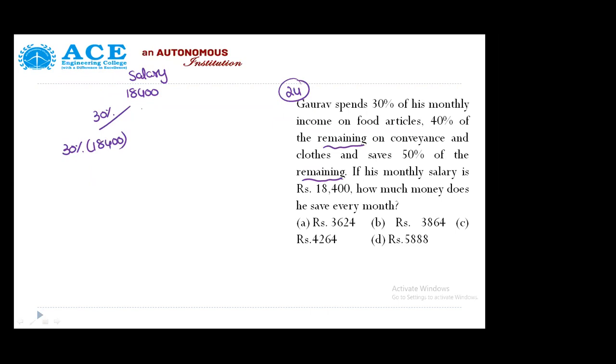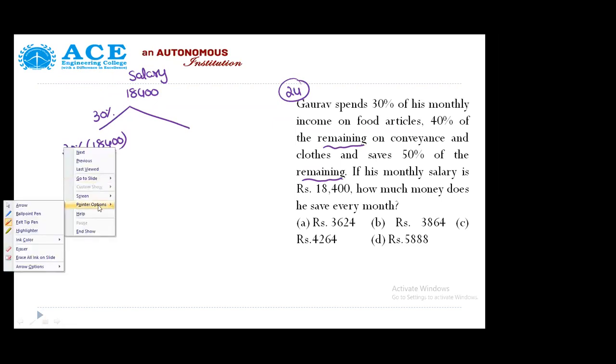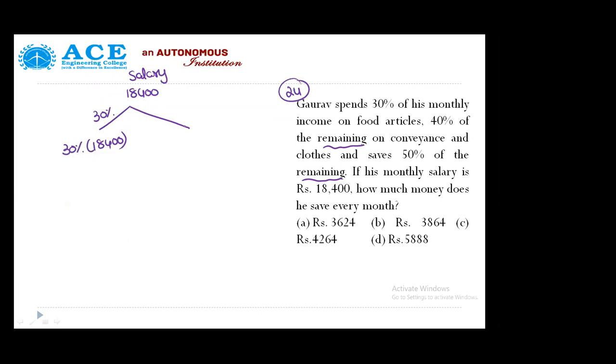You just see what we are following now. For GATE students, as a virtual calculator is allowed, you can at least calculate, but IAS students don't do this calculation. You just stay serious. What is the approach? 30% for food articles means the remaining is 70%. Okay. Now this is the remaining.